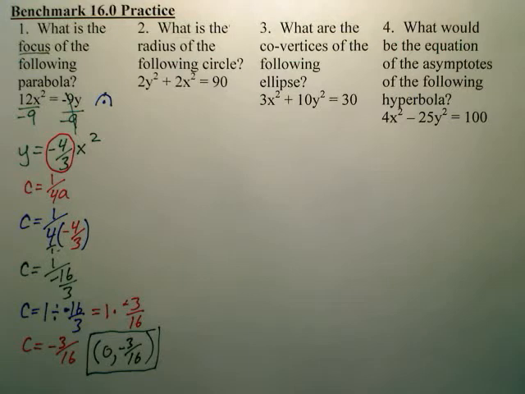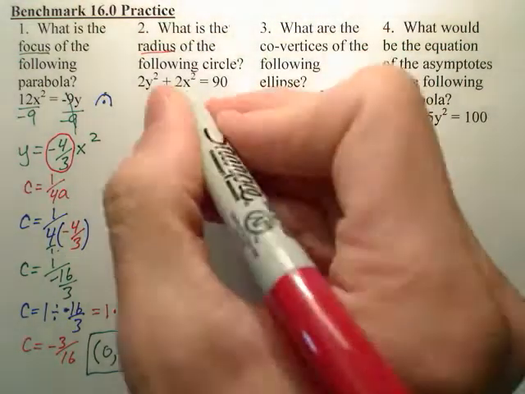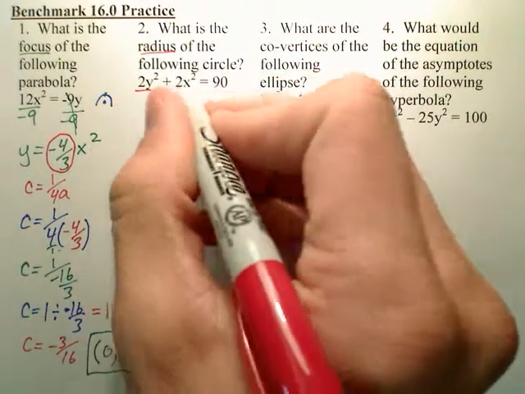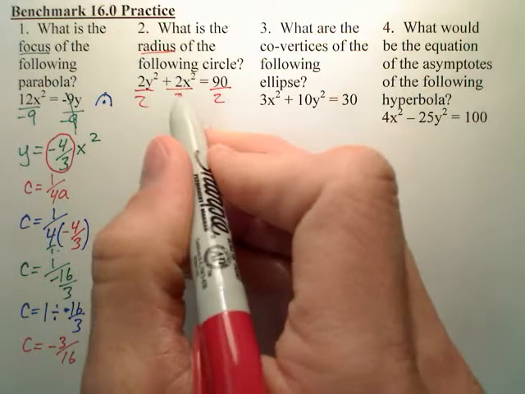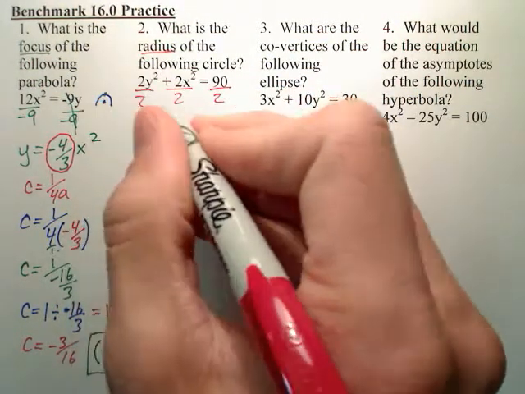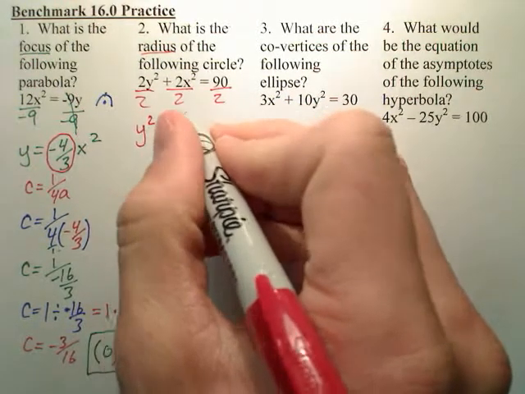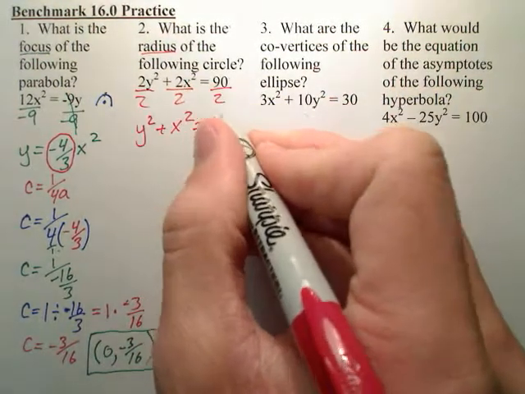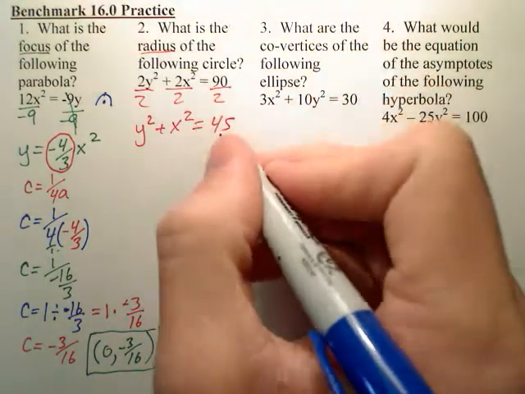Now, number 2, it wants the radius. Well, the radius is r. First thing you need to do is divide everything by 2, because to find the radius you need to get the x squared and y squared isolated, all by themselves. So when you divide by 2, you get y squared plus x squared equals 45. And then your radius is simply going to be the square root of this.